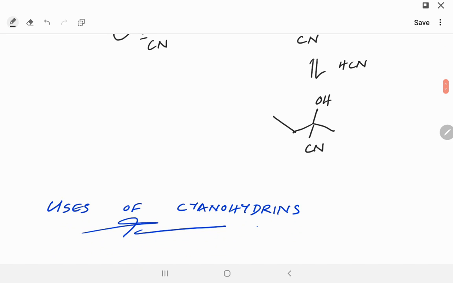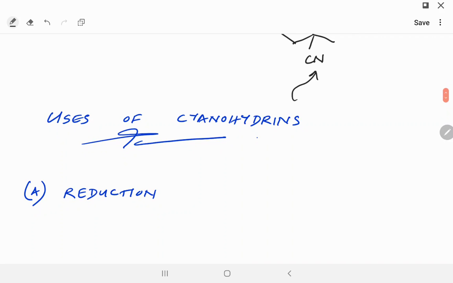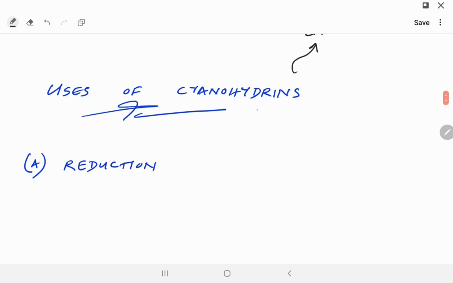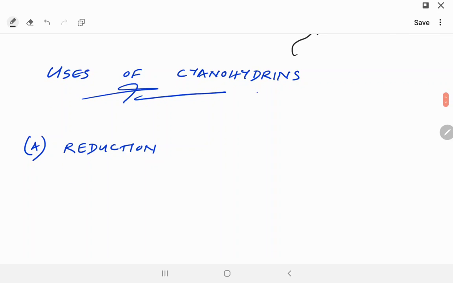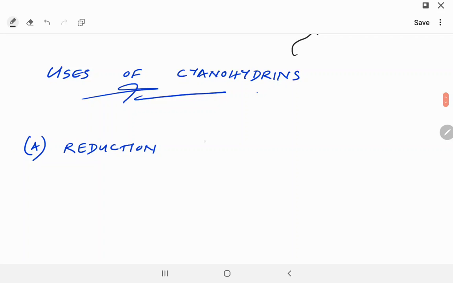Cyanohydrins, which is the compound that we formed in the previous reaction. So this cyanohydrin actually can undergo a couple of very useful reactions. The first reaction that we are going to talk about is reduction. So this reduction happens through lithium aluminium hydride. The most common reducing agent is going to be lithium aluminium hydride.